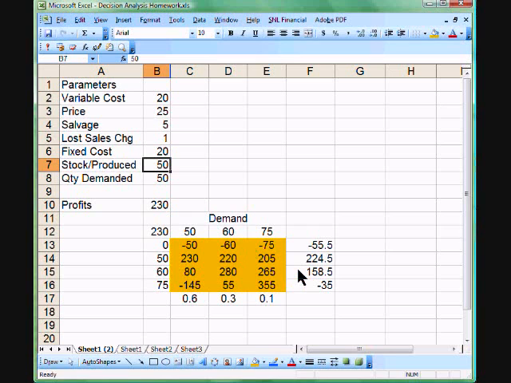So if we see in this case, if we don't know what's going to happen in any given week, but we do know the likely outcome over the course of time, how many weeks are going to have demand in these values, our obvious choice is going to be $224 in profit. If we choose a strategy of producing or stocking 50, over the course of time, we're going to average $224.5 per week. Yeah, we're going to miss out on some of the weeks where we might have made $355, but we're also going to miss out on the weeks where we would have lost $145.